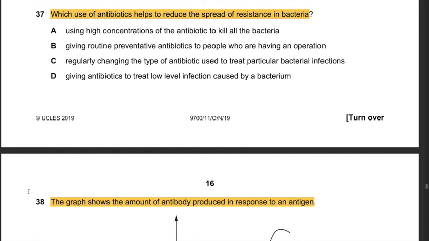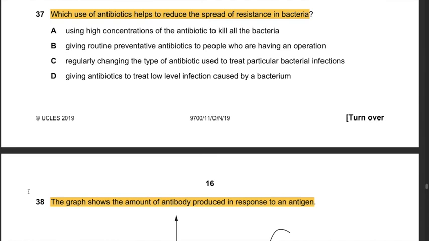Answer B. Giving routine preventative antibiotics to people who are having an operation. A key thing you should note is that antibiotics shouldn't be given as preventative medicine but rather as a cure. Hence, answer B is also not going to help in order to reduce the spread. Answer C. Regularly changing the type of antibiotic used to treat particular bacterial infections. Yes, as even if it develops resistance to one kind of antibiotic, it won't develop resistance to the other antibiotic. Hence, it will eventually kill the bacteria, leading to less resistance. Answer C should be the correct answer.